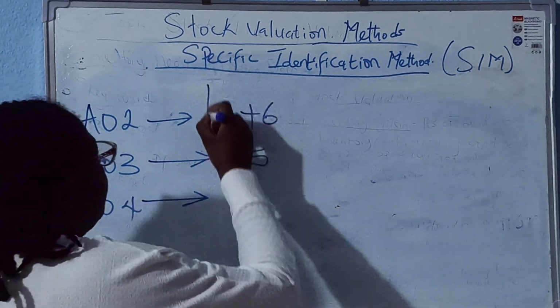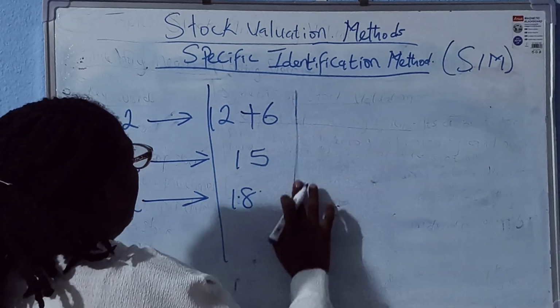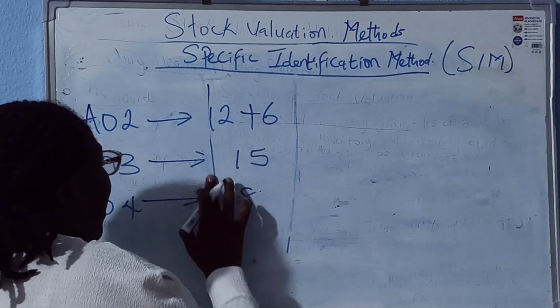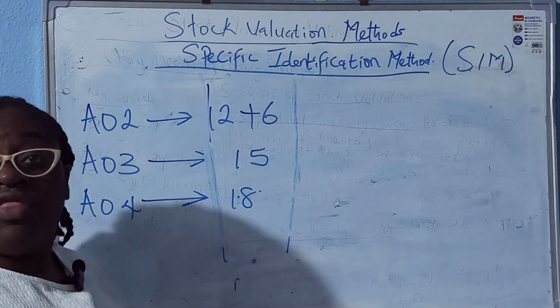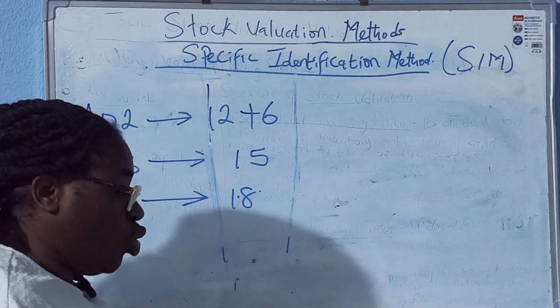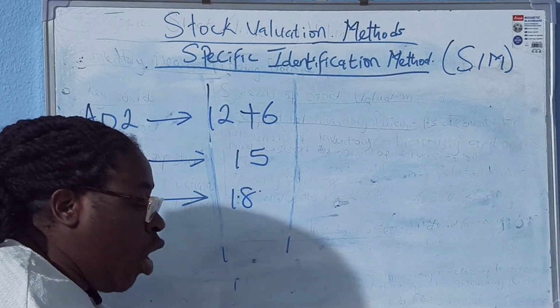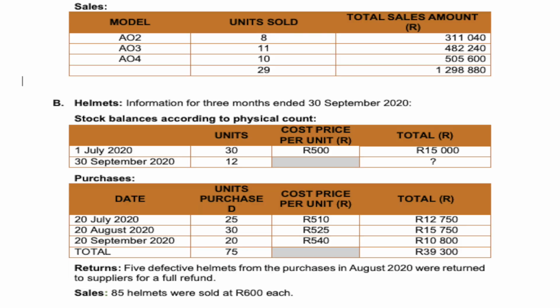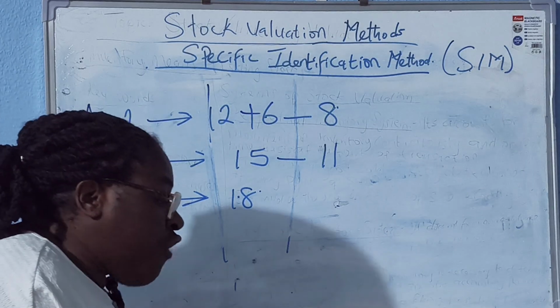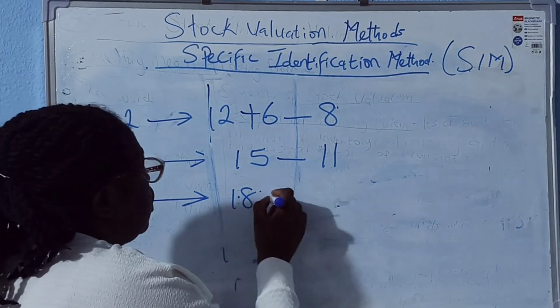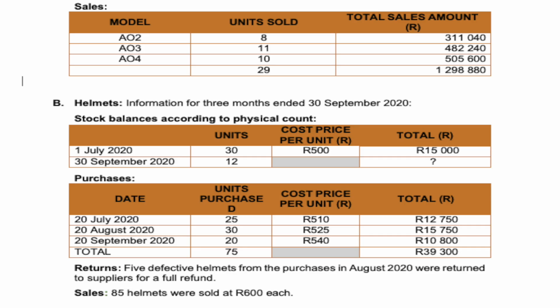So the number of units available is what we have here, and then we are going to minus the number of units sold. All right, for the A02 model, we sold 8 units, so we're going to take out 8 units. For the A03 model, we sold 11 units. And then for the A04 model, we sold 10 units.